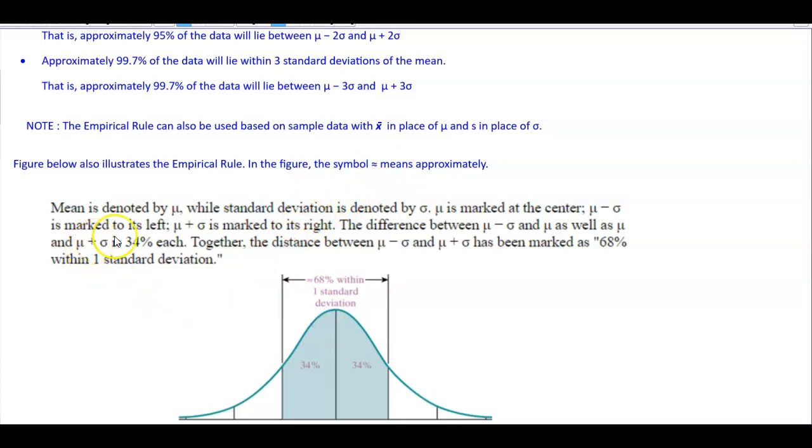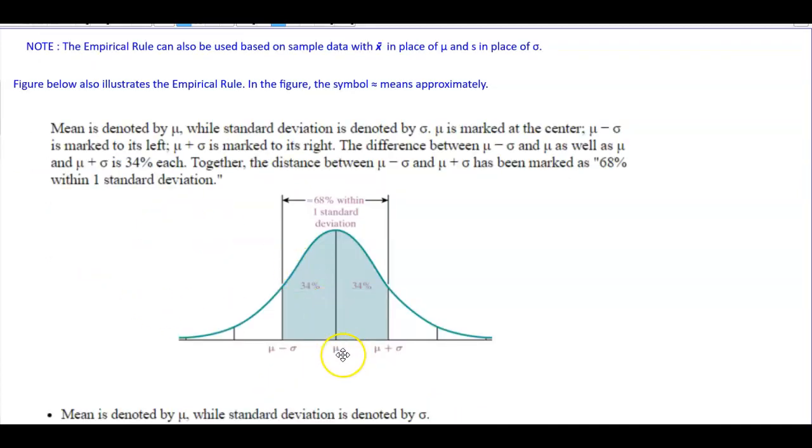Okay, now the mean here is denoted by mu, which is in the middle, while the standard deviation is denoted by sigma. Mu is marked at the center, mu minus sigma is marked to the left, and mu plus sigma is marked to the right. The difference between mu minus sigma and mu, as well as mu and mu plus sigma, is 34% each. Together, the distance between those two has been marked as 68% within 1 standard deviation.